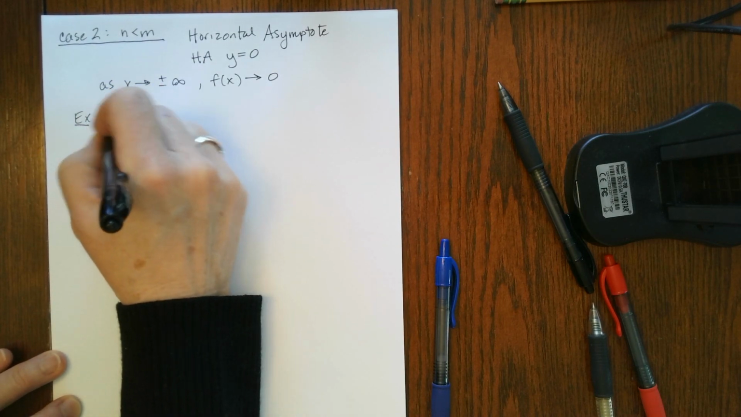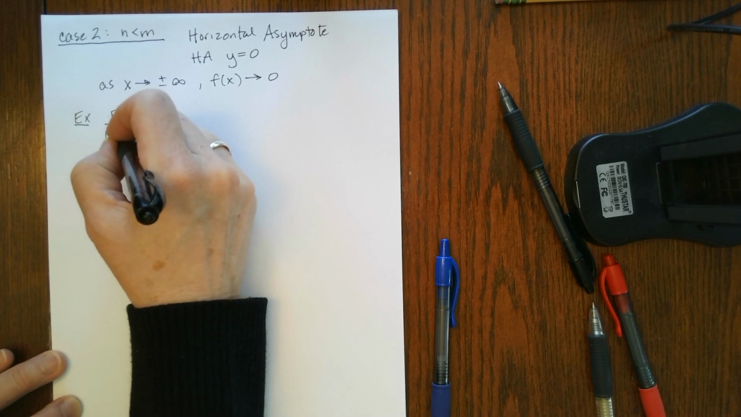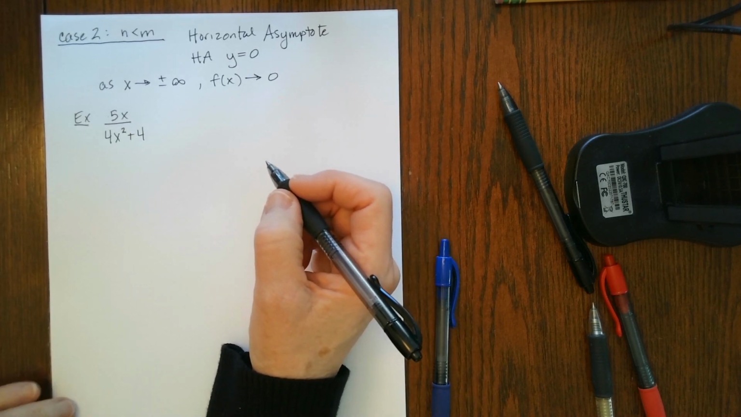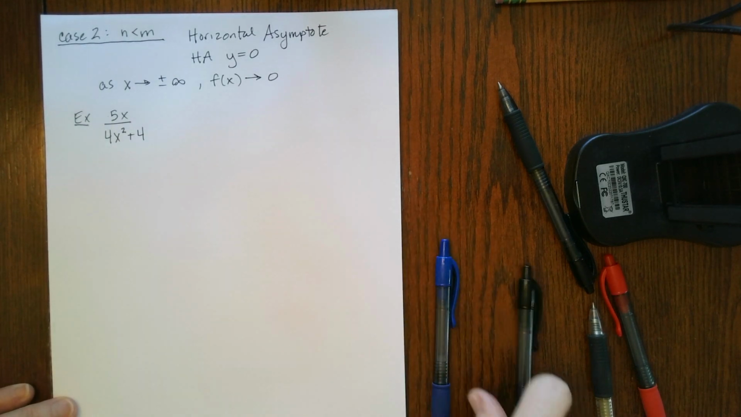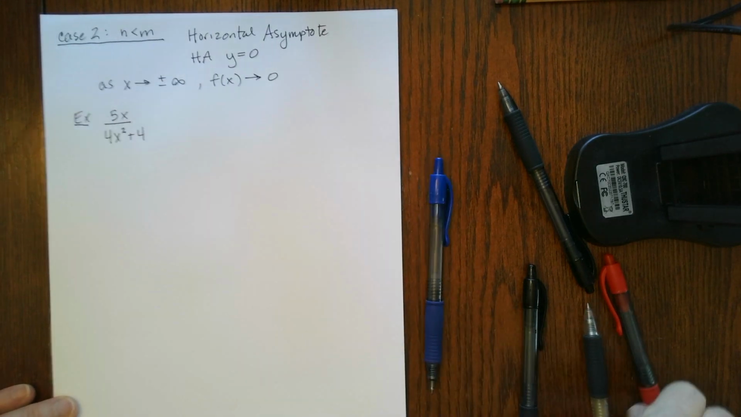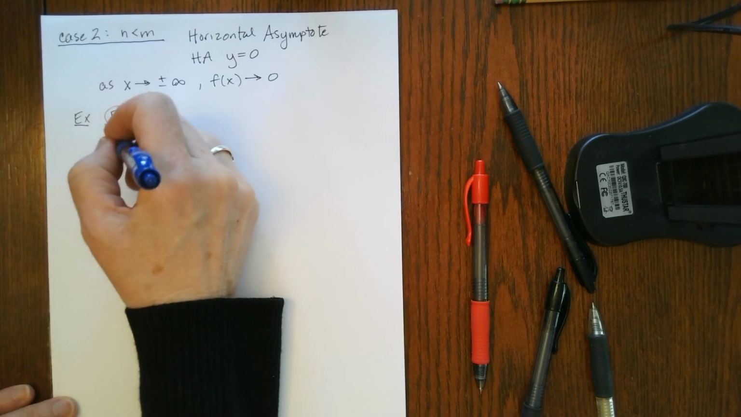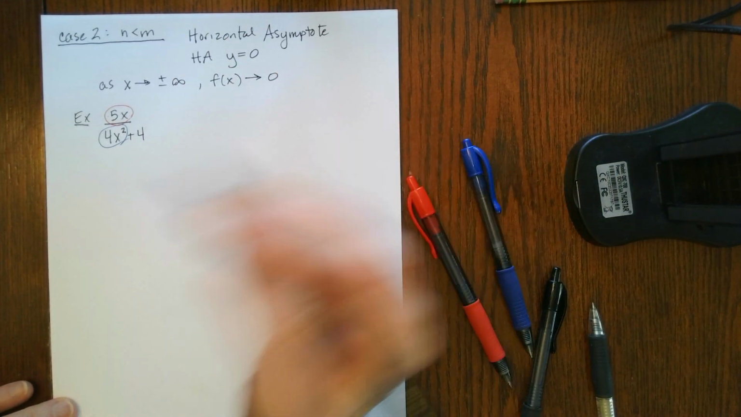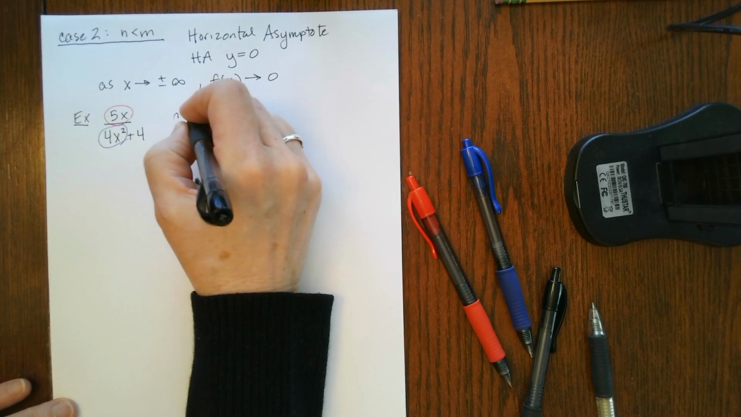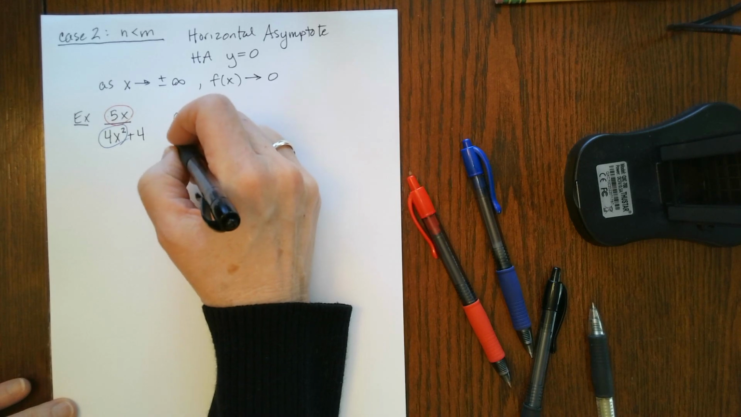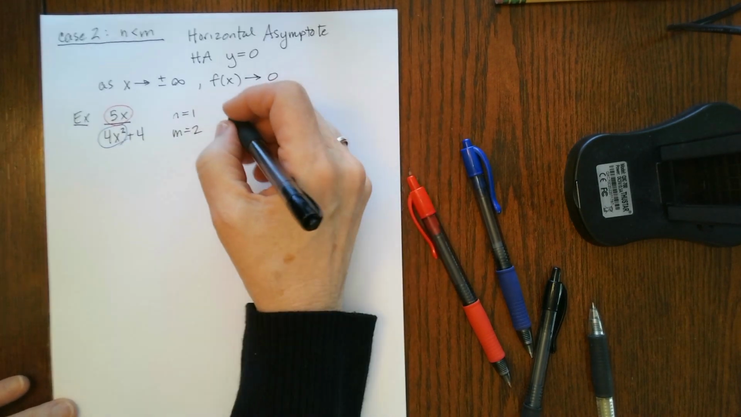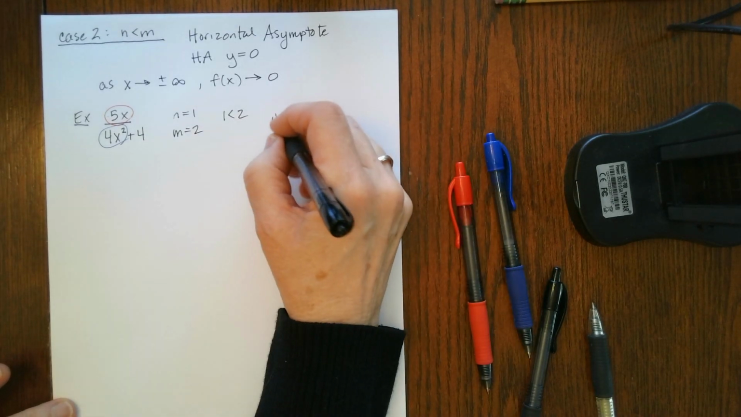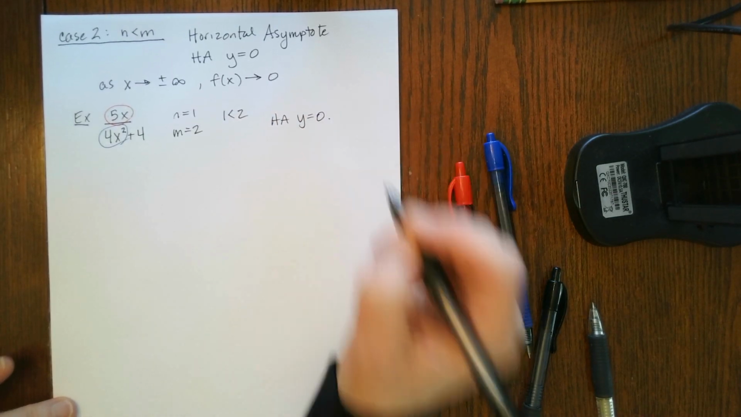Let's look at an example. Suppose you have 5x divided by 4x squared plus 4. So let's see, leading term in the numerator, do that in red, is 5x, leading term in the denominator is 4x squared. So in this case, n is equal to 1, the degree of the numerator, and m is equal to 2, the degree of the denominator, and we have 1 is less than 2. So we're going to have a horizontal asymptote, and the equation is y equals 0.